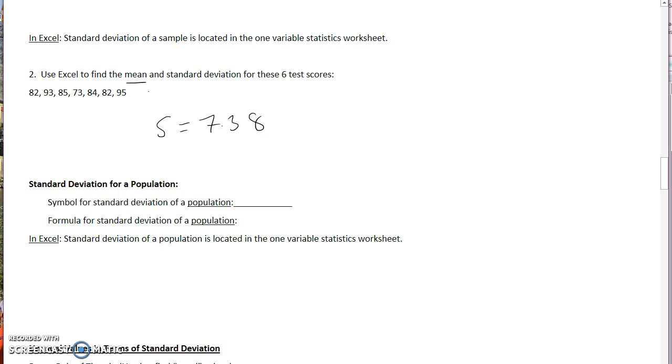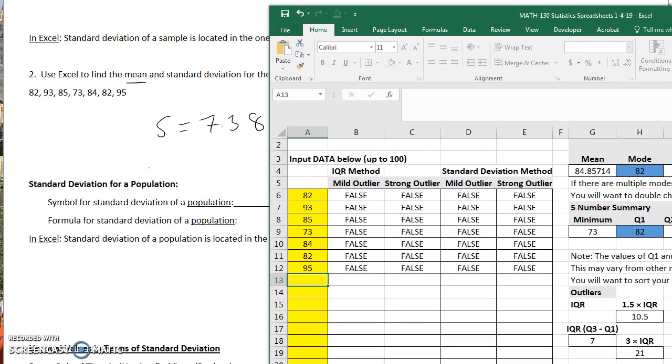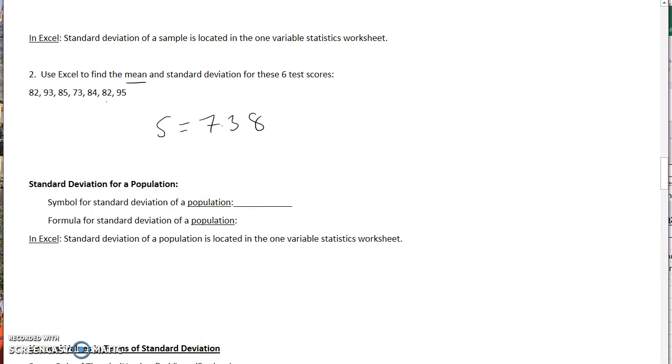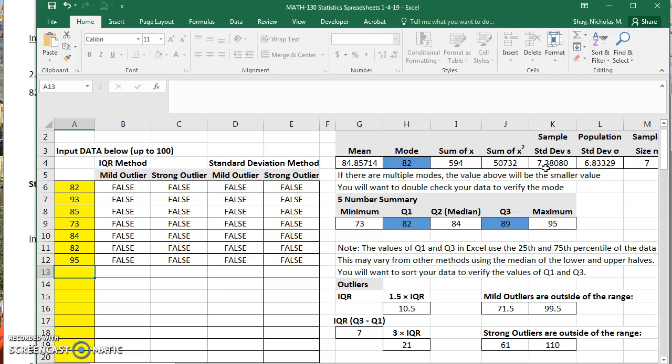So again, if we need to find the mean, we're just going to go to that Excel spreadsheet. And we can see the mean is 84.86. So we're going to say X bar is equal to 84.86. And now standard deviation for a population. You can see that in our Excel spreadsheet, these aren't the same numbers, are they?